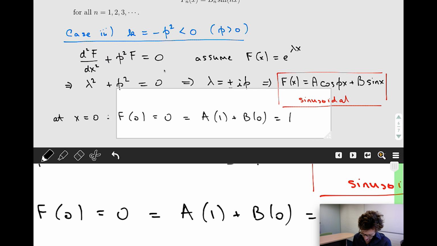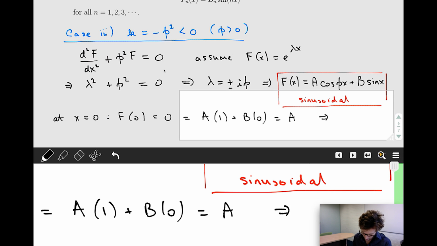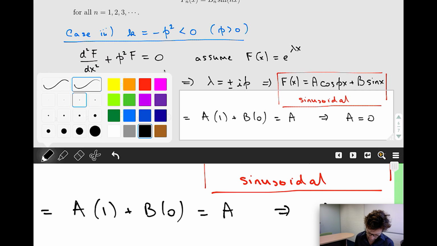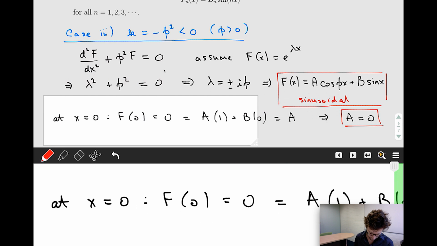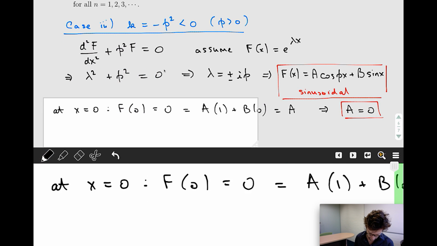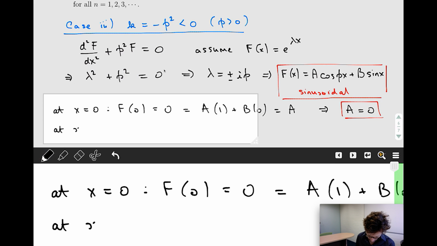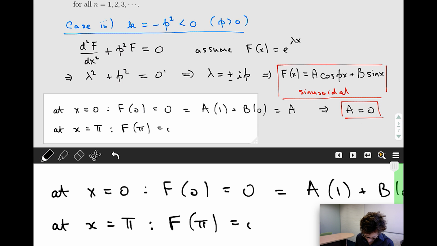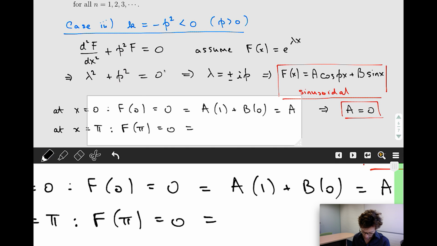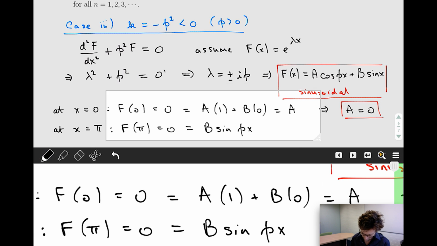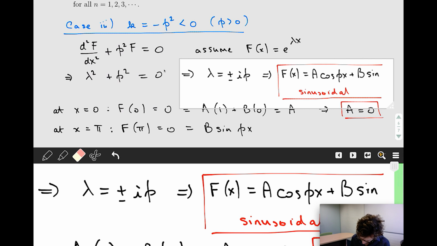So I just end up with a, and that's going to give me that a is equal to 0. So it kills off the term involving cosine. And at x is equal to pi, I also have f is equal to 0. So we know that a is equal to 0. That just leaves me with b sine px. So I forgot my px here.